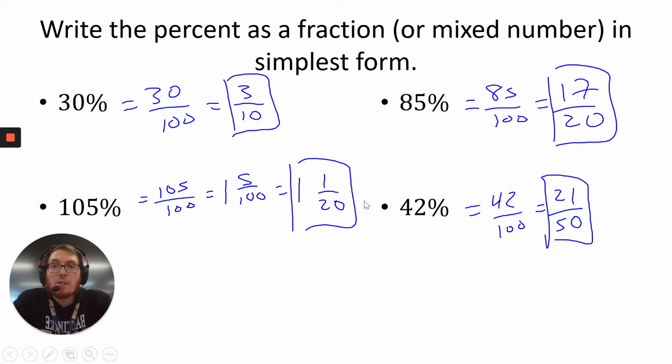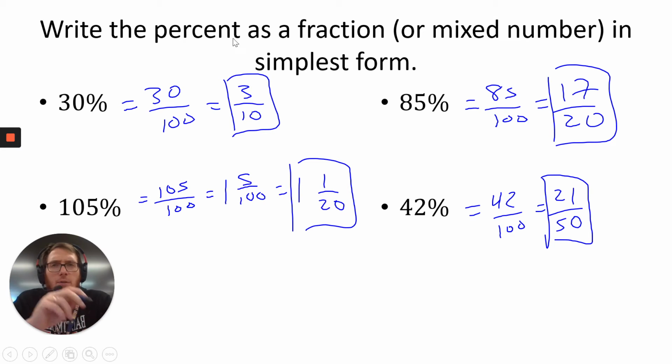So what's important about percents is to make sure that you know that percent is per hundred. So any percentage that you're ever given can be written as a fraction over 100. So for example, 30% is 30 over 100. 85% is 85 over 100. 42% is 42 over 100. 105% is 105 over 100.